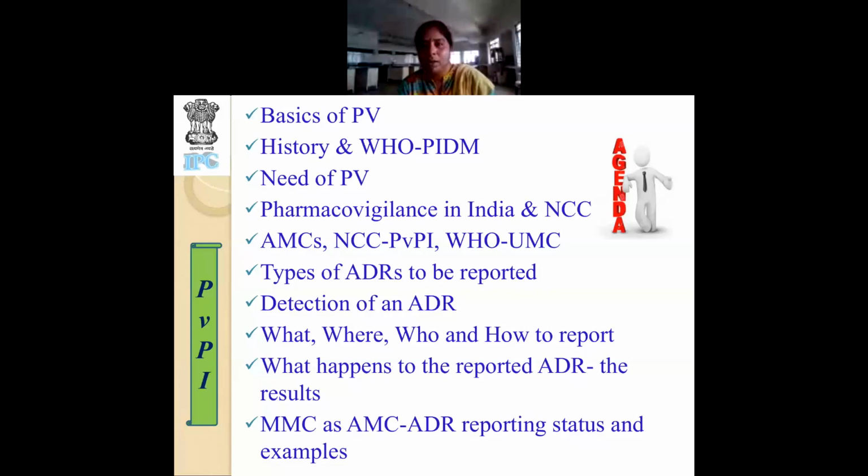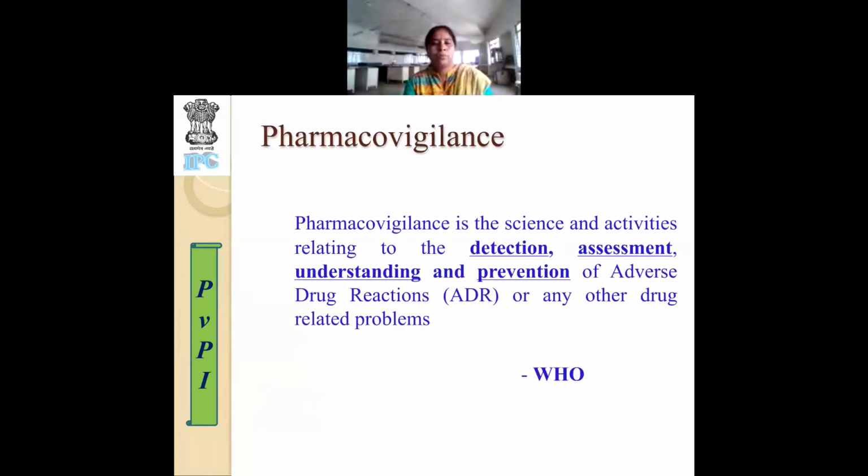I think all might know the definition of pharmacovigilance as WHO defines it. It is the science and activities relating to the detection, assessment, understanding, and prevention of adverse drug reactions. First you have to identify, assess whether it is because of the drug or not, and understand how you can prevent these adverse drug reactions in future. So the WHO definition is: pharmacovigilance is the science and activities relating to the detection, assessment, understanding, and prevention of adverse drug reactions or any other drug-related problems.